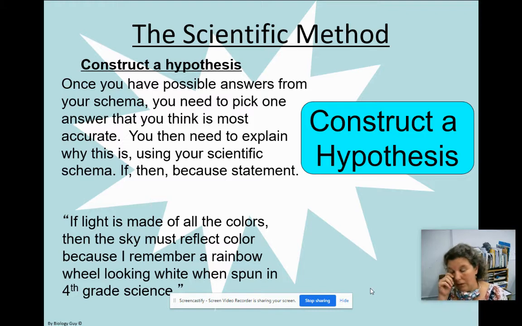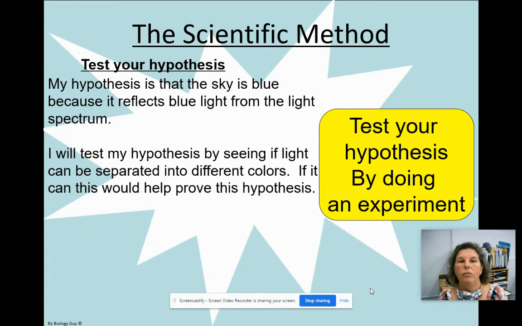So I don't know if you guys have seen them before, but they have all the colors of the rainbow and you spin them and they look white. A lot of elementary schools do that. So then you test your hypothesis. So you do this by doing an experiment.